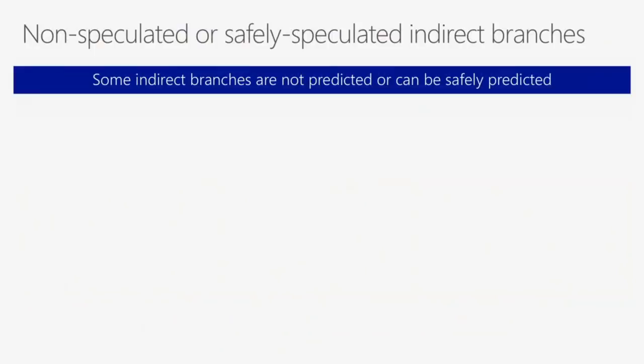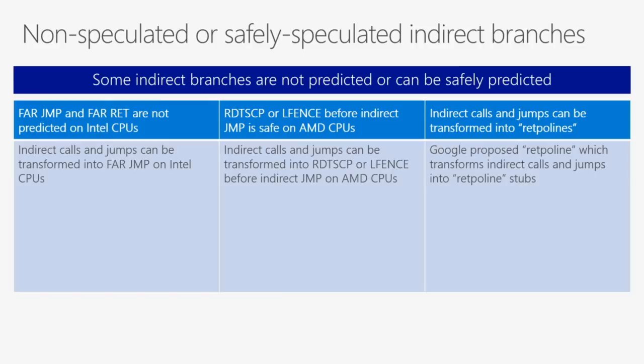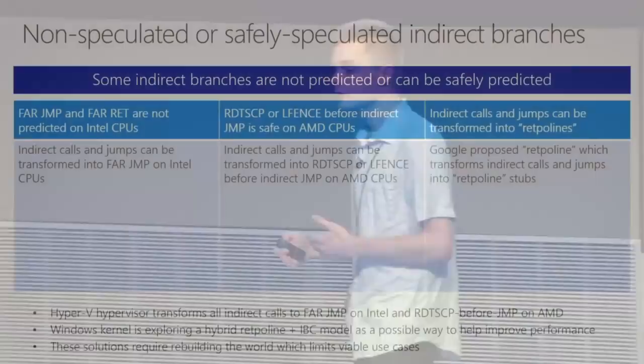The final thing we can do to prevent speculation techniques is to use safely speculated or non-speculated indirect branches. On Intel CPUs, the far jump and far ret instructions, which are indirect jumps that change the segment, will not be predicted. So we can replace indirect branches with these, and that will prevent variant two. Similarly for AMD, we can use the LFENCE serialization instruction, which will guarantee that the behavior is safe during speculation. And finally, we have this proposal from Google called Retpoline, which acts as a way of catching speculative execution in an infinite loop, while the architectural route will perform the indirect jump as usual. For the hypervisor and Windows kernel, we're exploring a combination of these to make best use of performance.